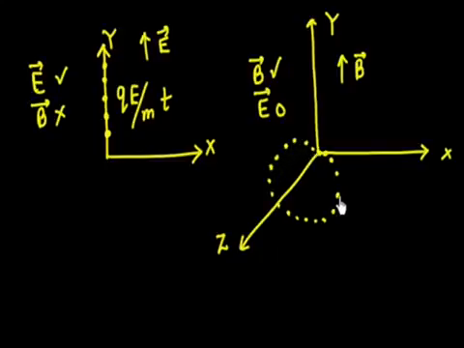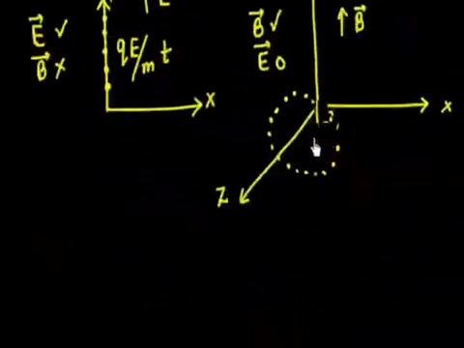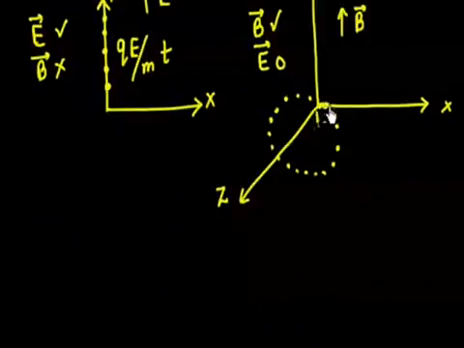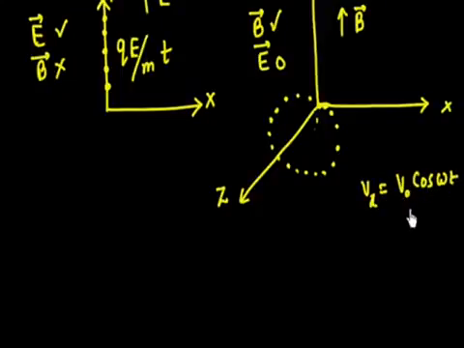And we showed the x component of velocity and the other component: Vx is given by v naught cos omega t, and Vz is given by v naught sin omega t.